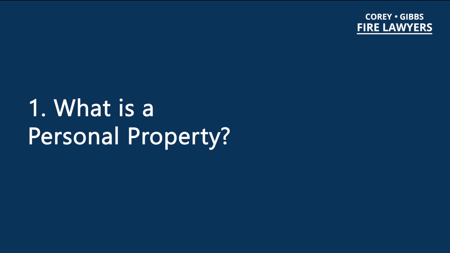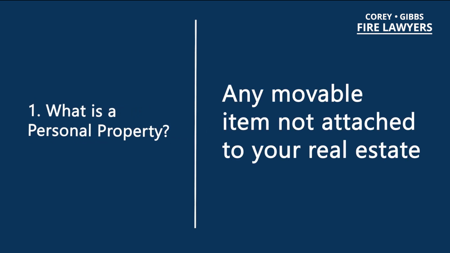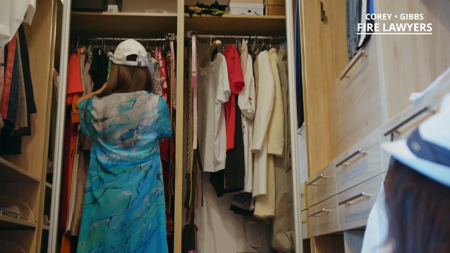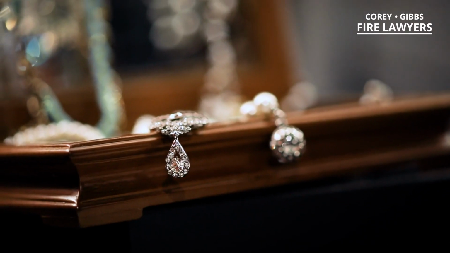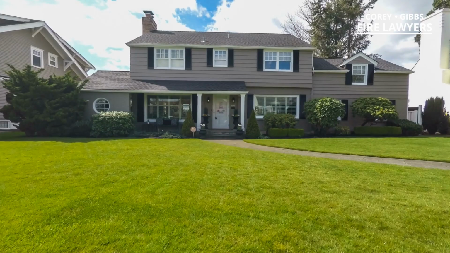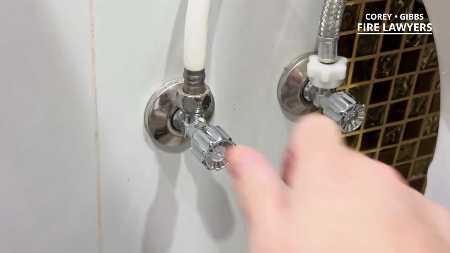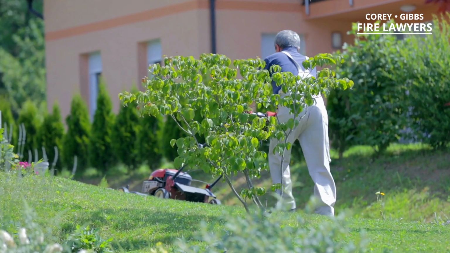The first step in creating a personal property inventory is understanding what personal property is. The term personal property refers to any movable item that is not attached to the real estate. Some examples of personal property would include, but are not limited to, furniture, clothing, dishware, electronics, jewelry, and actually a vehicle is personal property. On the other hand, items that are attached to the real property, such as a dwelling, the doors, windows, bathroom fixtures, or landscaping, are not personal property. These items are real property and should not be included in your personal property inventory.